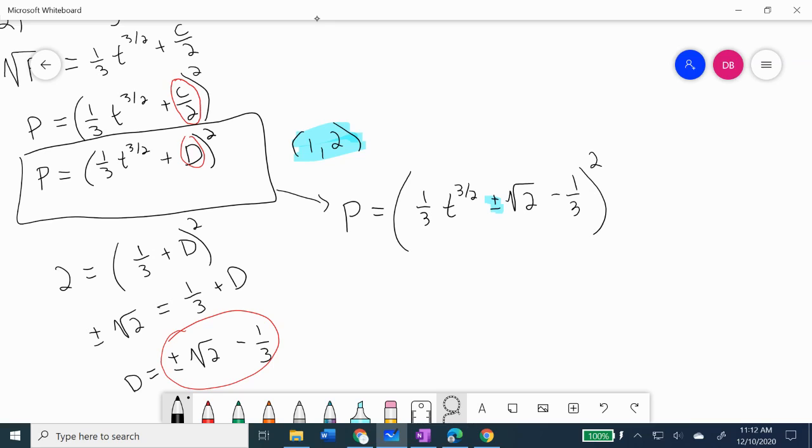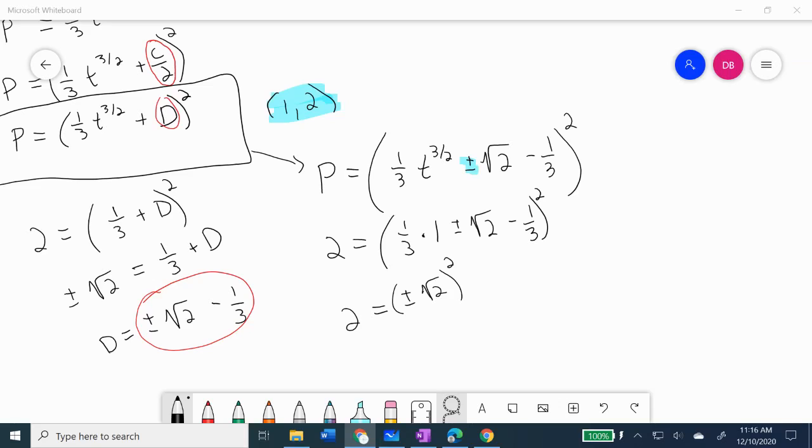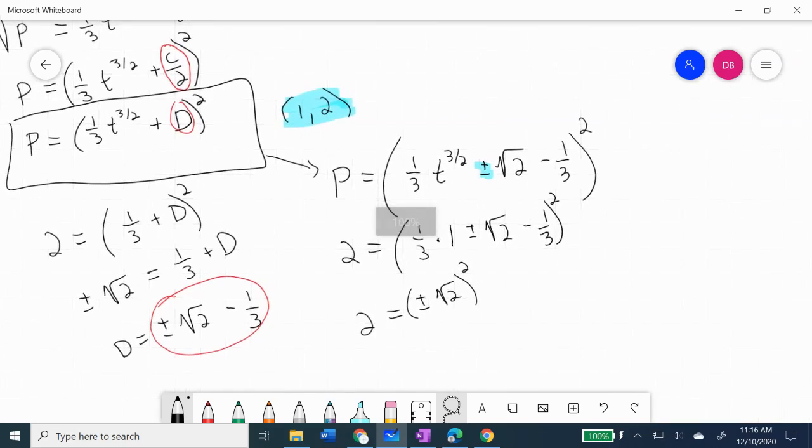If P is 2 and T is equal to 1, I have 1/3 minus 1/3, leaving me with either a plus or a minus root 2 squared. Well, that makes both of them true. This does not actually give me information about whether I'm dealing with the positive or the negative. That means I need to go somewhere else.